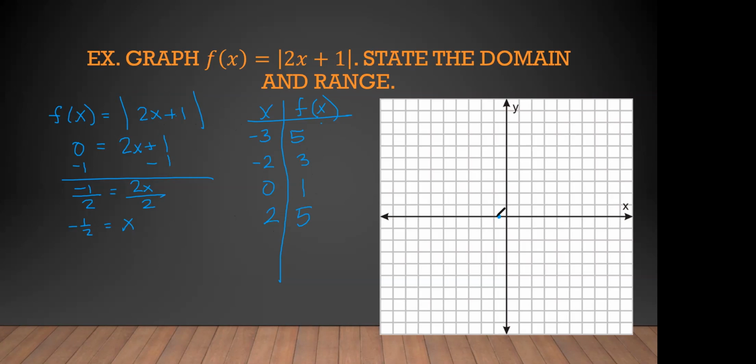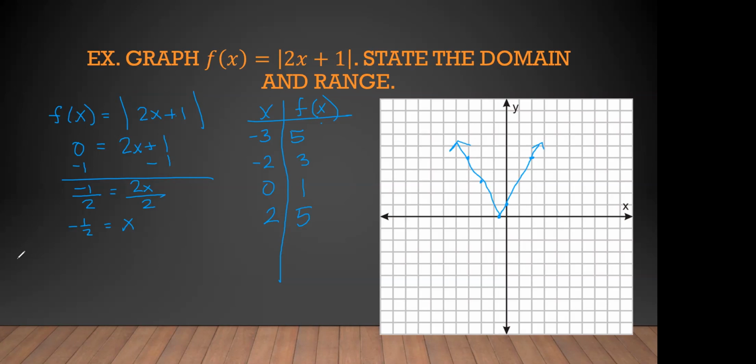So -3, 5, and then -2, 3, and then 0, 1, and 2, 5. So, oops, 2, 5 will look like this. So when I graph this, remember it's going to be a V shape. It's going to keep going.